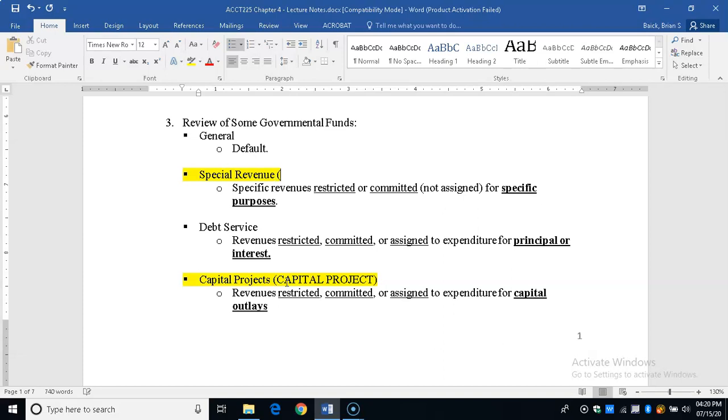Special revenue funds are like capital projects, but typically they are not capital project related. For example, let's say we have a gasoline tax special revenue fund. If we have a gasoline tax and the tax is going to be used for educating consumers on the dangers of cigarette smoking, that would be a special revenue fund, because you have a specific stream of revenue that's going to be used for a specific purpose. Typically, it's not capital related.